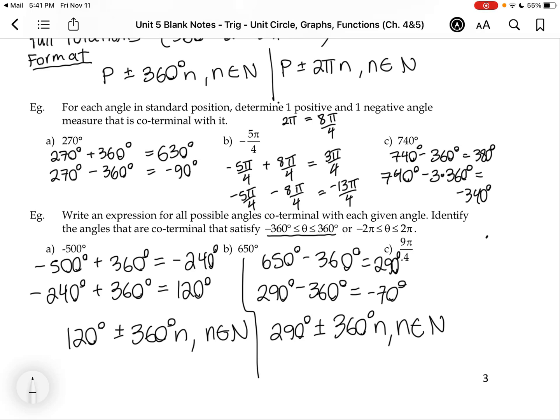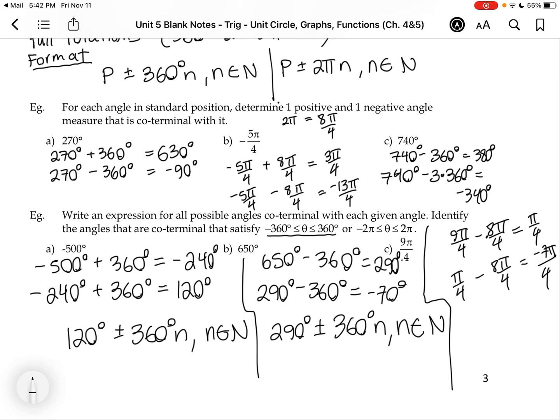Okay, and for 9 pi over 4, here I'm going to add or subtract 2 pi. So I know already that 2 pi is 8 pi over 4. So I'm going to subtract 8 pi over 4. And that gives me 1 pi over 4, or pi over 4. And if I go with pi over 4 and subtract another 8 pi over 4, that's 1 pi over 4 minus 8 pi over 4, which is negative 7 pi over 4. And that's all that I'm going to get there. Okay, in general form for this one, it would be pi over 4 plus or minus 2 pi n, where n is an element of the natural numbers.